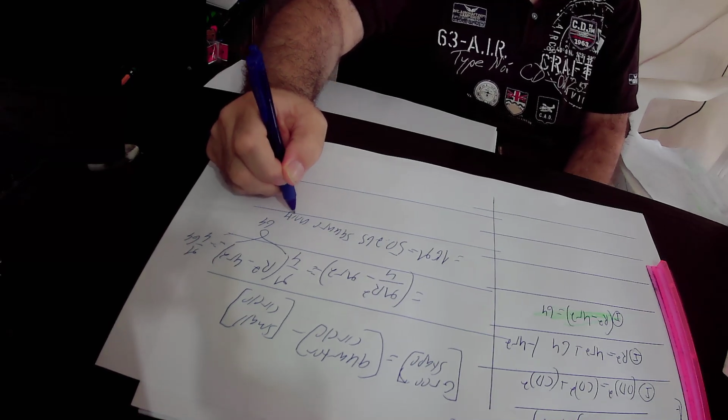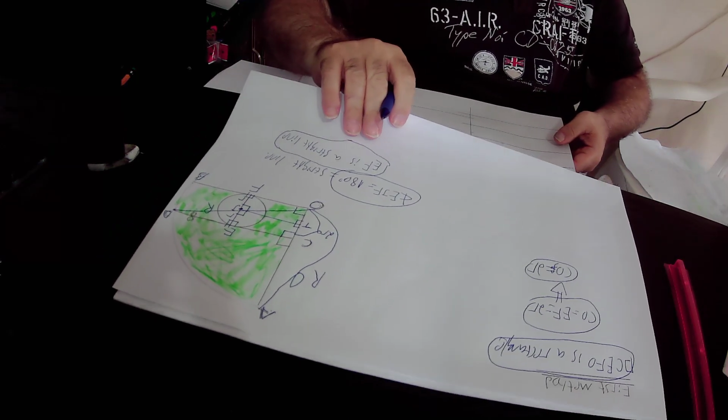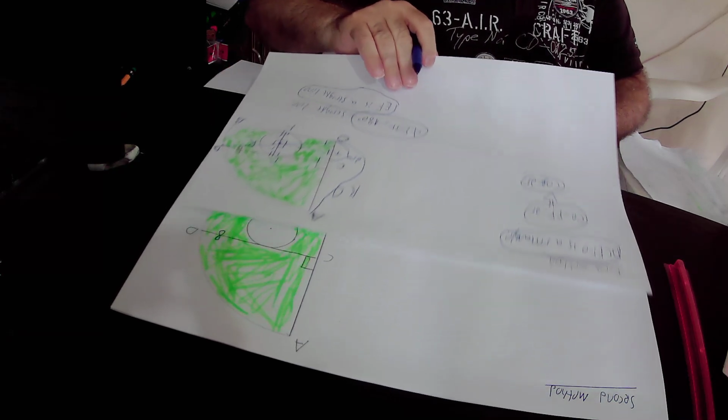So we finished with the first method. In the next step, I'll present to you how to find the area of the green shape according to the second method.